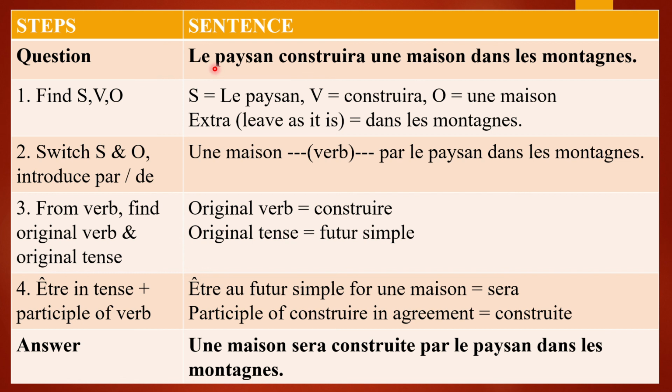Le paysan construira une maison dans les montagnes. The farmer will construct a house in the mountains. Une maison sera construite par le paysan dans les montagnes. A house will be constructed by the farmer in the mountains. Systematically, if you follow the procedure, nothing will go wrong.